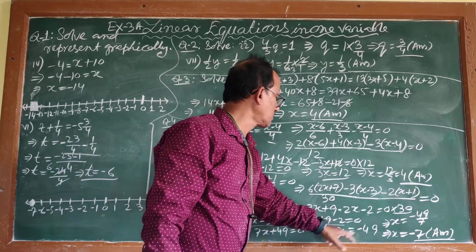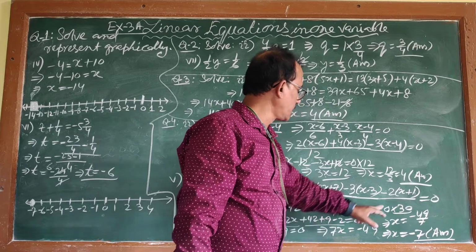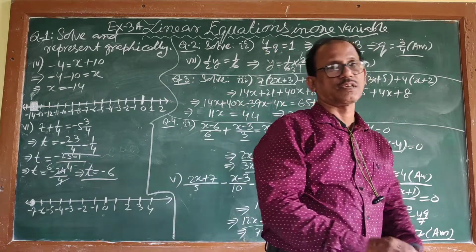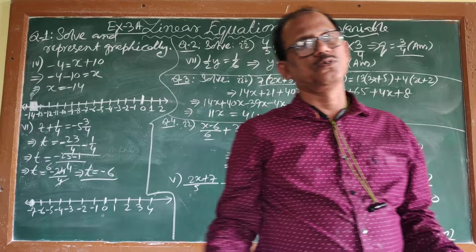49, you transpose to this side, 7x will become minus 49, and x will become minus 49 by 7, which is equal to minus 7. Things are very easy once you do it with the procedure.